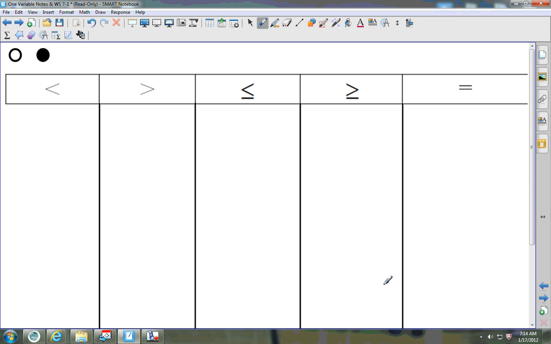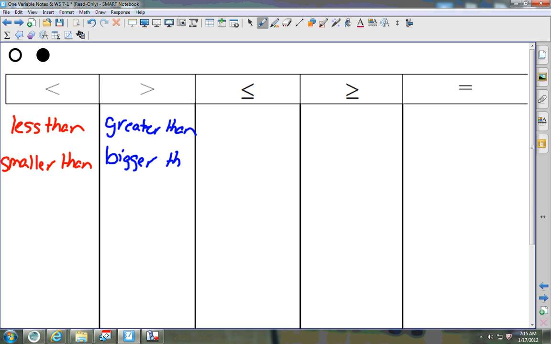Looking at these, if you sat down and tried to think about words and what these symbols mean. This one right here is less than. Let's think of another one we could have. Smaller than. Let's just do a couple over here. This one right here we know is greater than. Bigger than. Larger. More than.